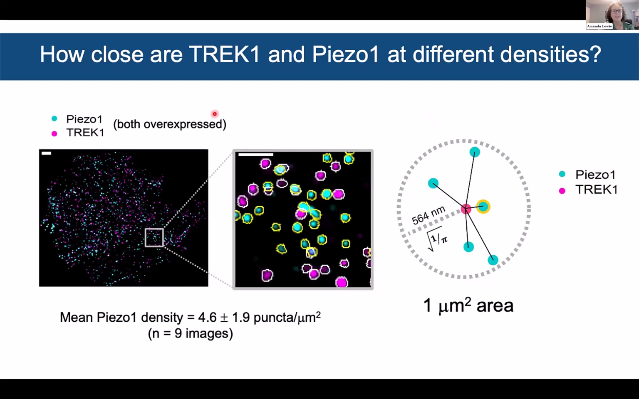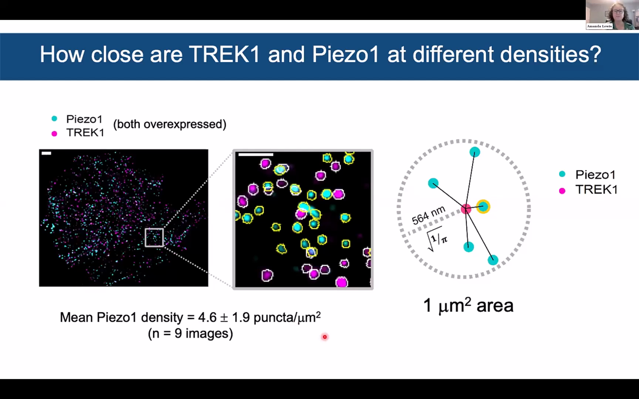Specifically, at densities of piezo1 that are predicted to potentiate TREC1 or not, how close are the channels? And so for these experiments, Marie subdivided the images, in part because the mean piezo1 density across an entire image was often fairly low, not quite to saturation levels, right? So the density kind of varies across the cell.